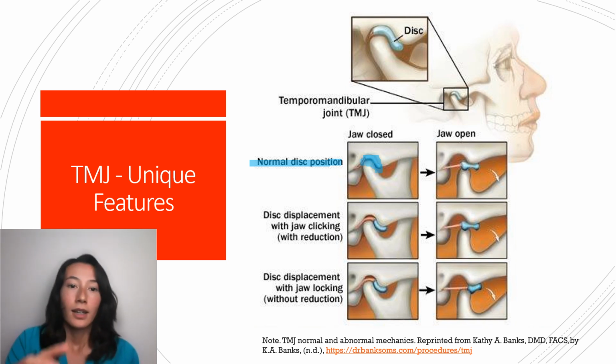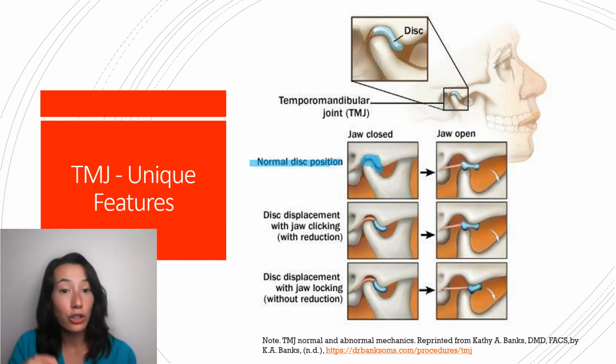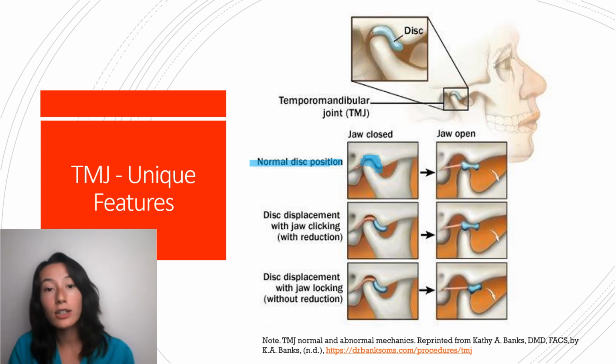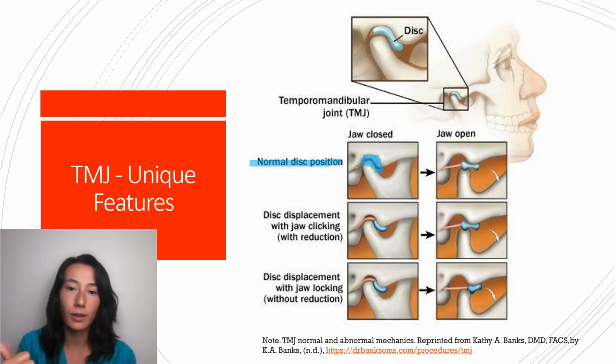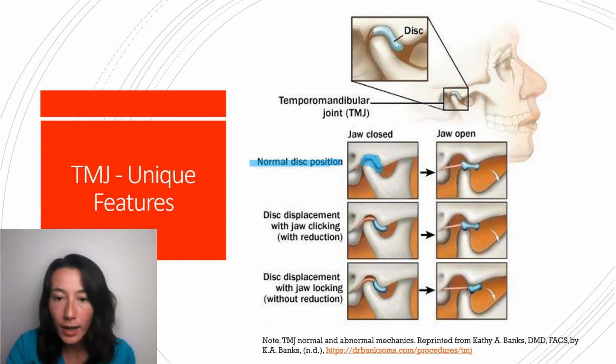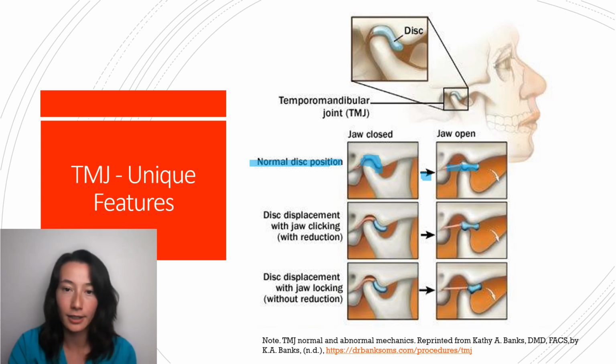But so when we open our mouth, the disc should move and it should stretch with the movement of the mandibular condyle during the anterior translational movement. So if we go to the right, let's look at this right arrow here, right? So we have our jaw closed, then when it opens, you see that this disc moves with the mandibular condyle. This is normal, okay? The problem is that the disc can get malaligned.